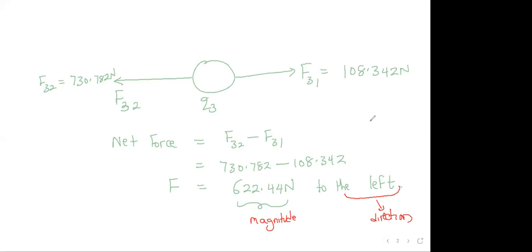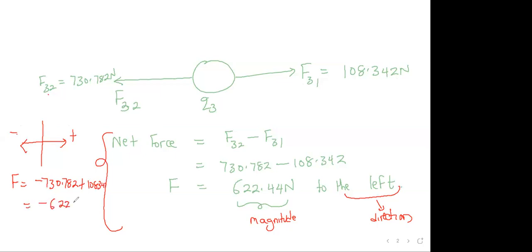Okay, now you can consider two things. One, you can consider which force is bigger than the other. Secondly, you can also look at the directions they are facing. But what you need to know is that when you consider the directions, anything towards the right is always positive. Towards the left is always negative. So your net force is F32, but since it is pointing in the negative direction, I write it as negative 730.782. Then plus, since F31 is pointing to the right, I write it as positive 108.342. So when you add, you'll end up with negative 622.44.